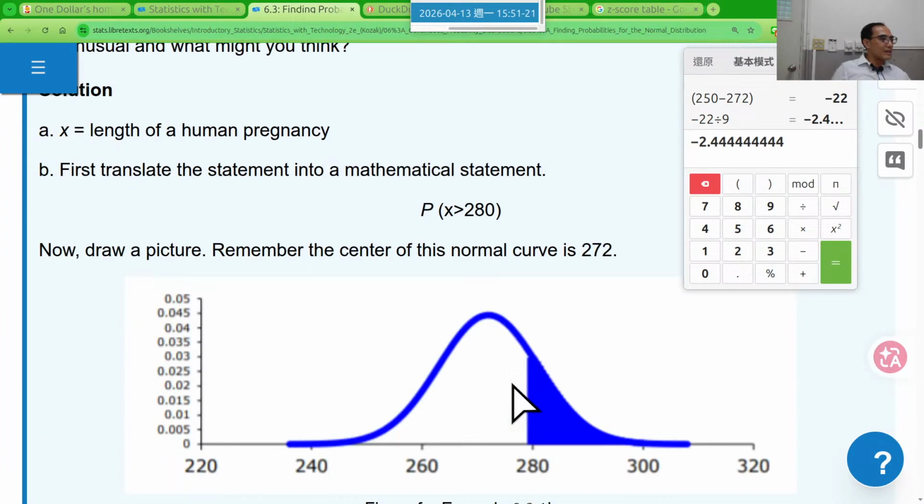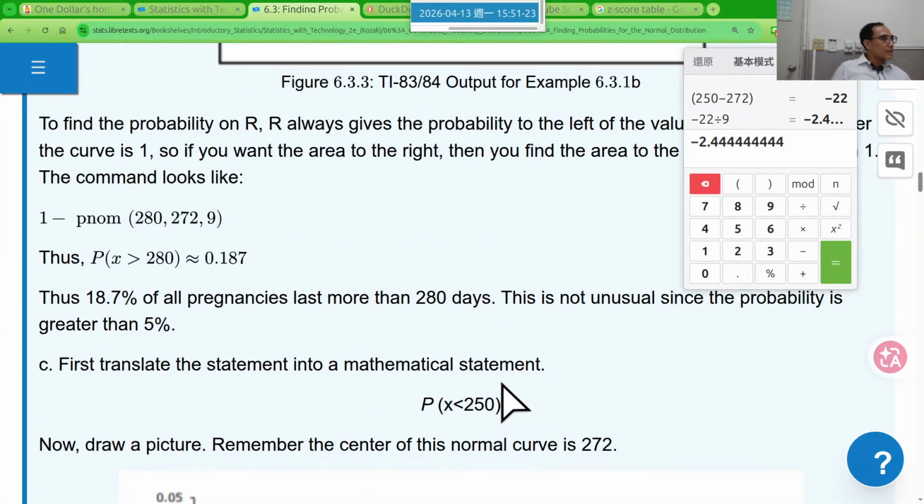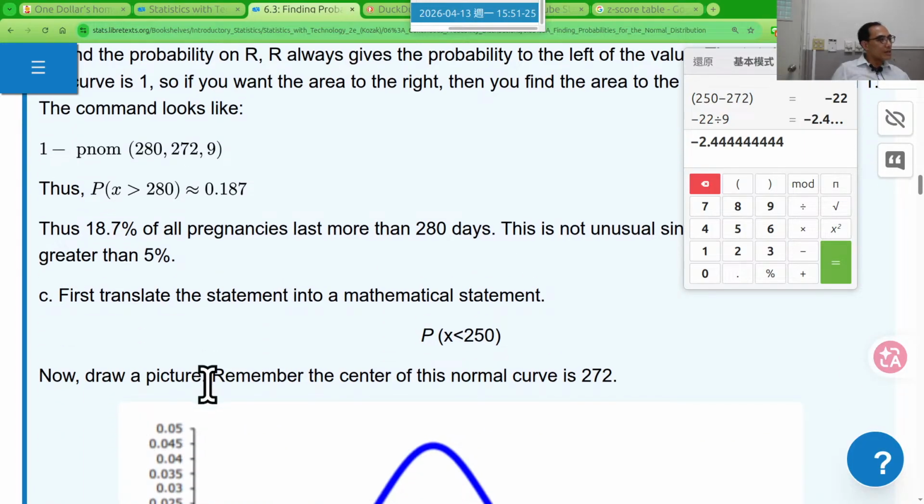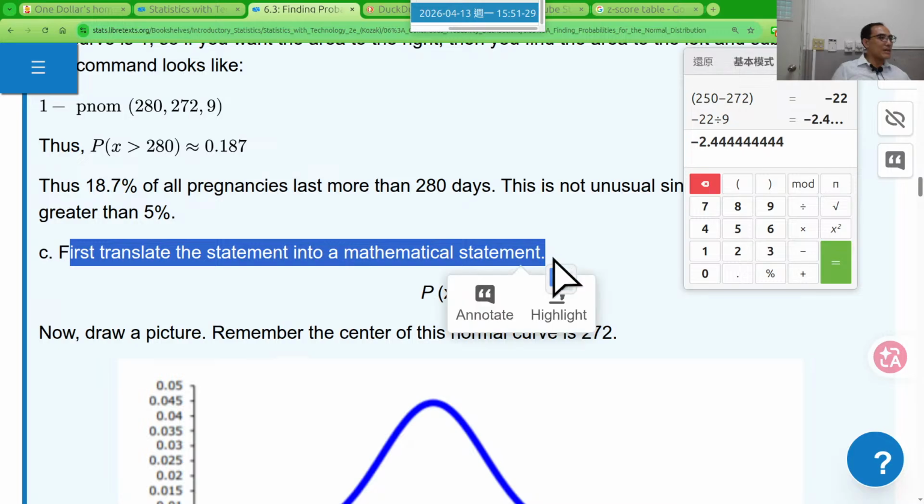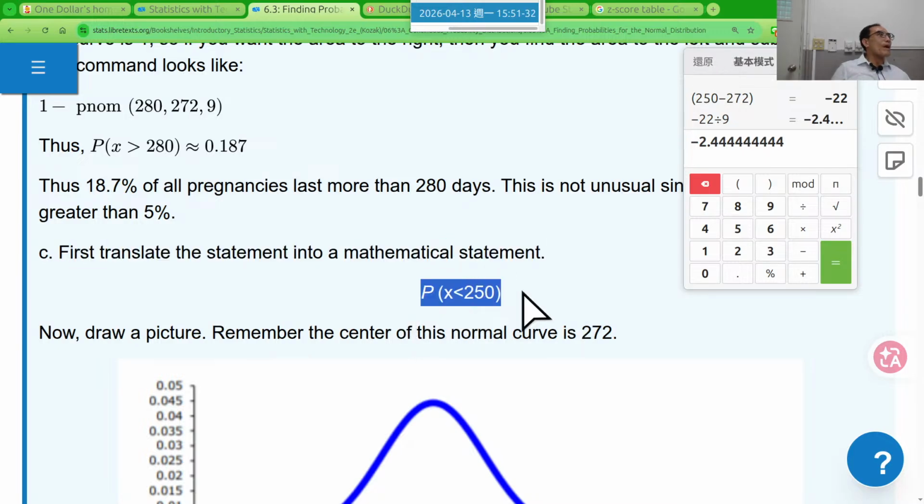Question C. First, translate the statement into a mathematical statement. Probability when x is less than 250.